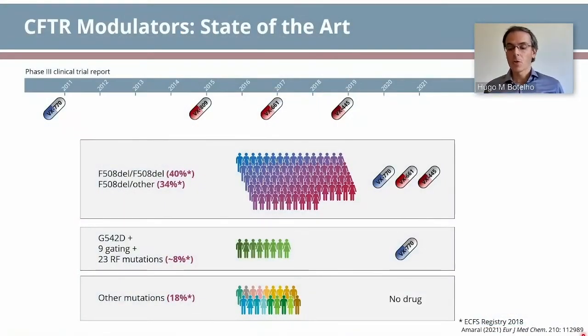The panorama of pharmacological management of cystic fibrosis has dramatically changed over the last few years with the introduction of CFTR targeting modulators, all acting at the CFTR mutation-specific level.